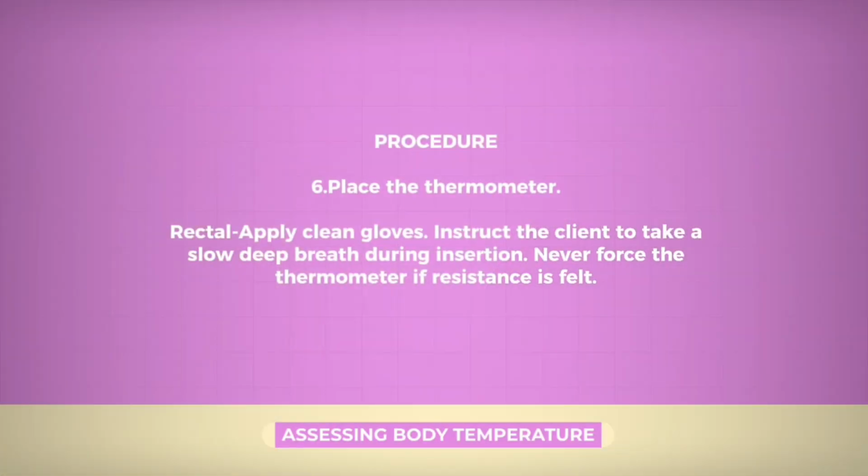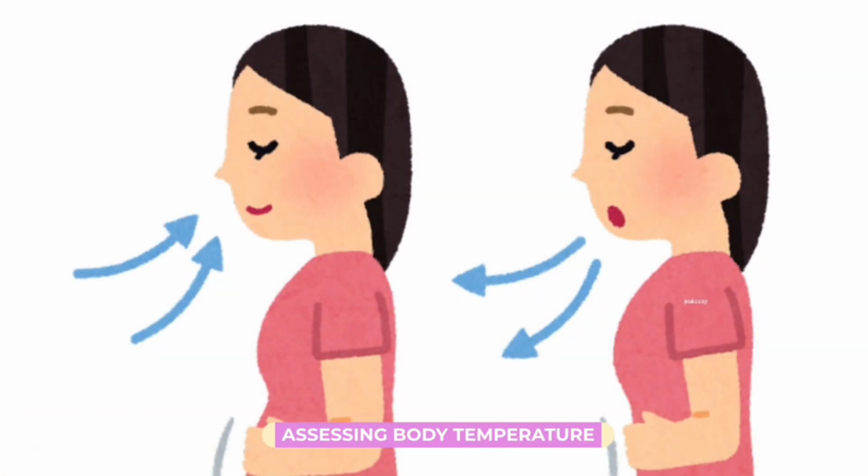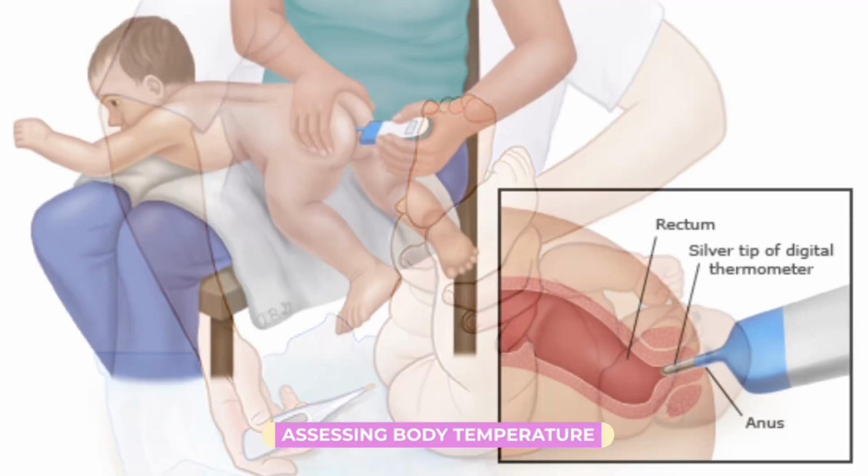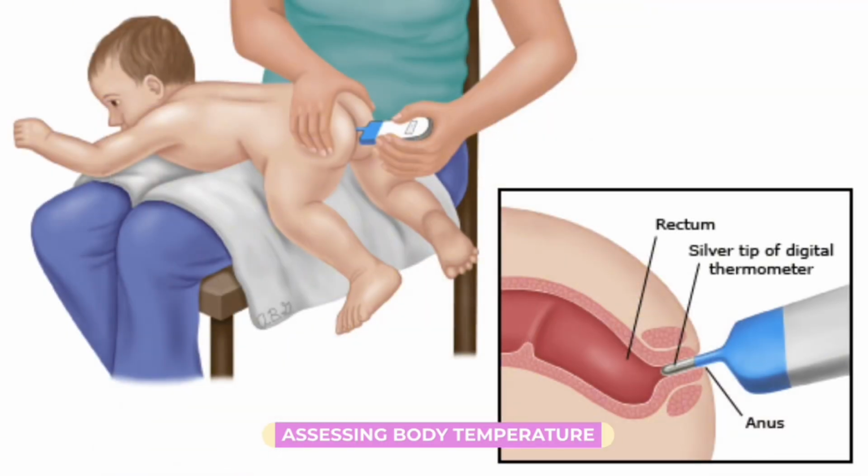For rectal, instruct the client to take a slow deep breath during insertion. Never force the thermometer if resistance is felt. Deep breathing relaxes the anal sphincter for easier insertion, and avoiding force prevents injury to rectal tissues.